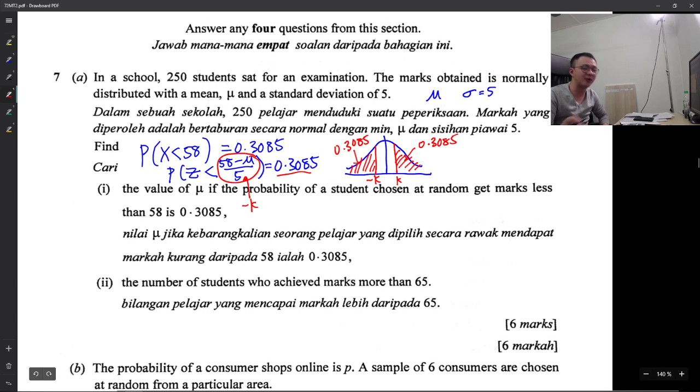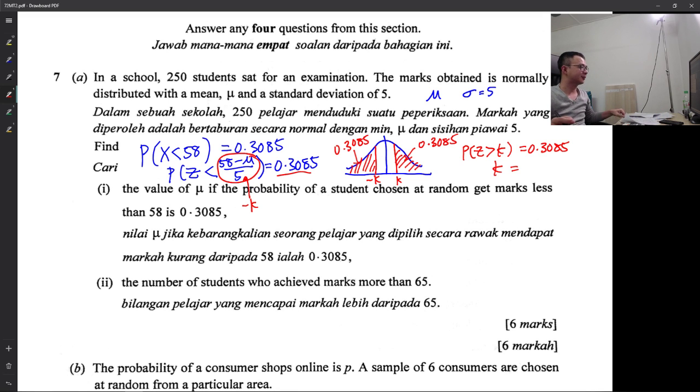Why do I want to use the positive side? Because I want to find it in the table. So therefore, I know the probability for Z bigger than K is equal to 0.3085. Like this, I can straight away find my table. Okay, I'll just show you the table, 3085. So please remember this.